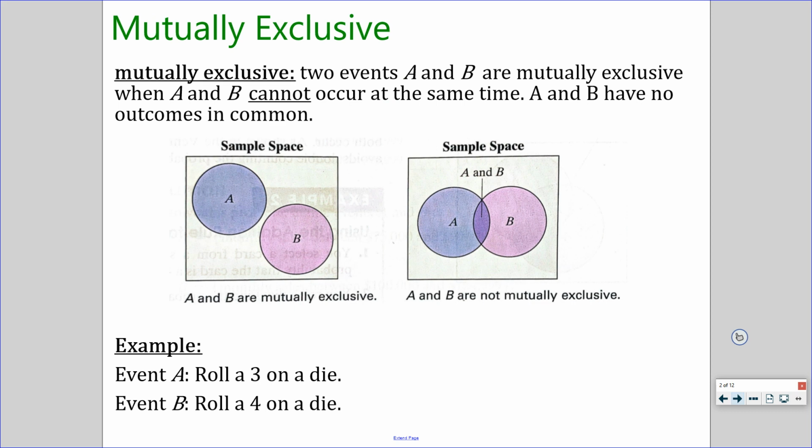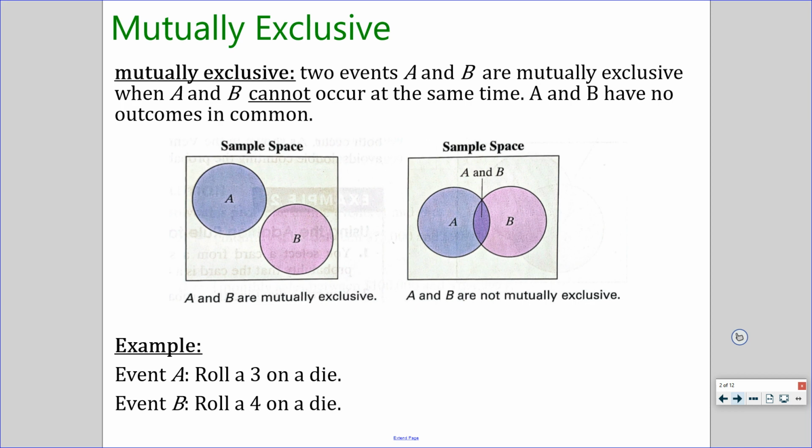Okay, so mutually exclusive. The textbook definition of mutually exclusive events is two events that cannot occur at the same time or that have no common outcomes. If you were to look at a Venn diagram here, event A and event B, if there's no overlap in the possible outcomes, we call those mutually exclusive. If they do share a common outcome, then they would not be mutually exclusive.